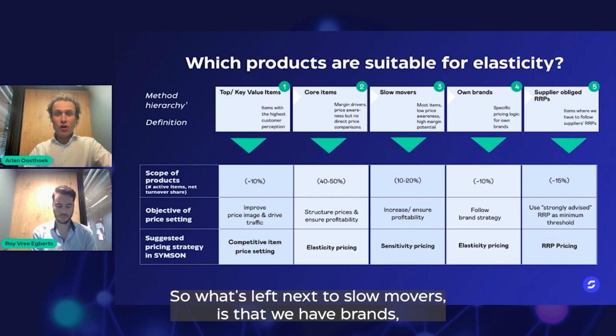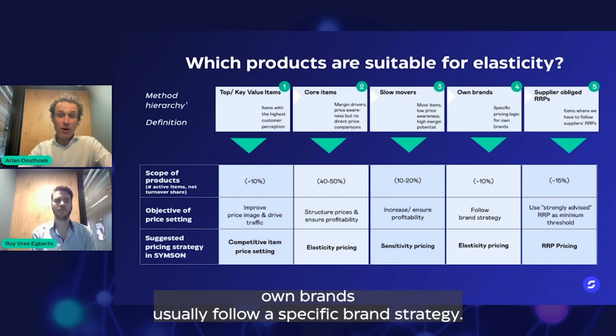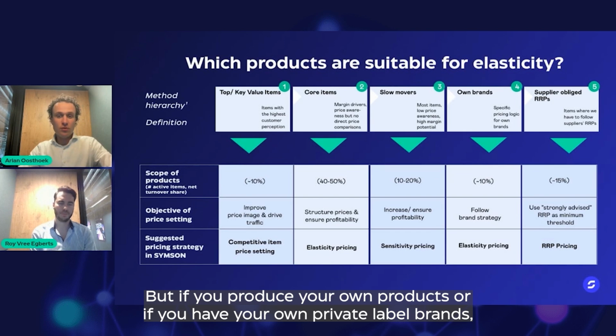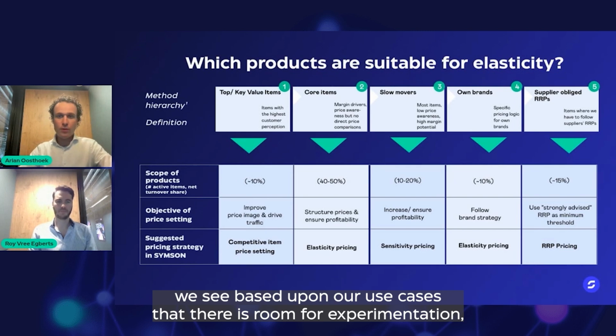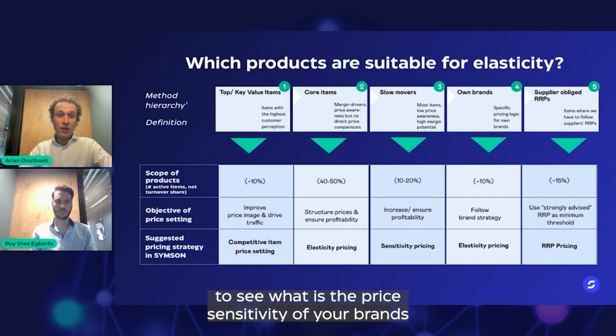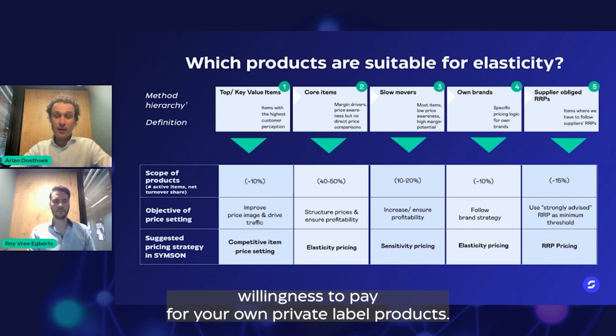So what's left next to slow movers is own brands. Own brands usually follow a specific brand strategy, but if you produce your own products, or if you have your own private label brand, we see, based upon our use cases, that there is room for experimentation to see what the price sensitivity of your brand or your private label products is, and to experiment to come to the right willingness to pay for your own private label products.